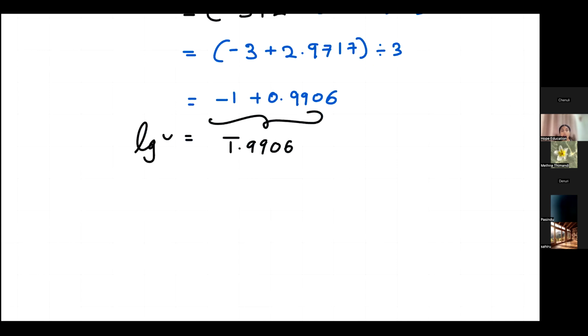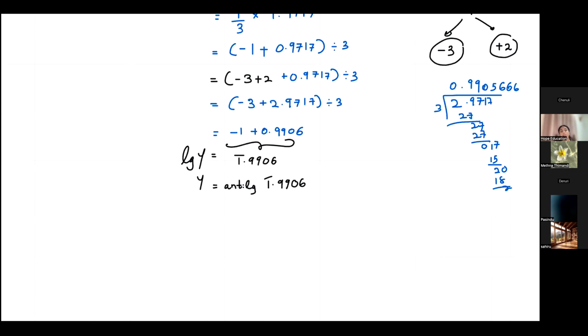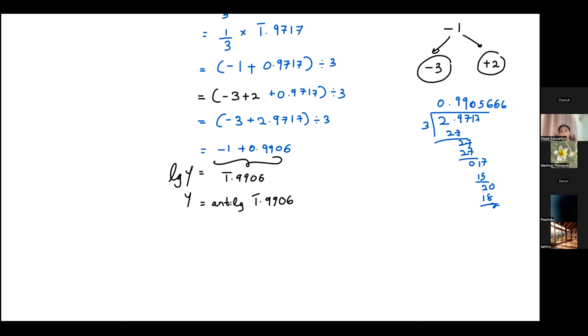If I want to find y, I have to find the anti-log. Anti-log of bar 1.9906. Can you find me the anti-log value of this? That means the mantissa only you have to read from the log table. The characteristic only means the position of the decimal point.